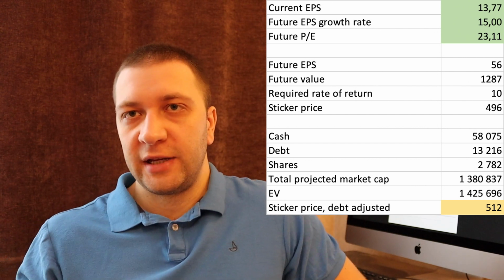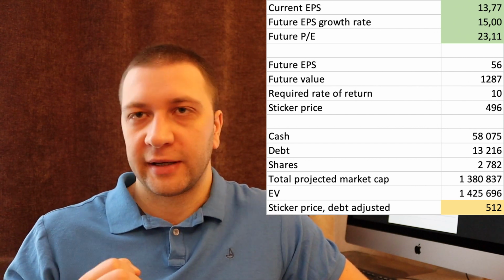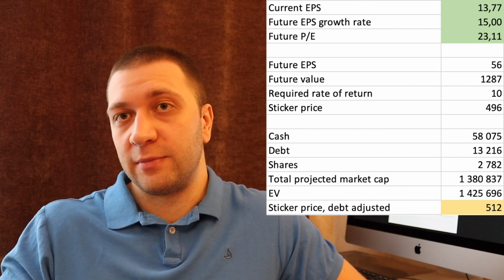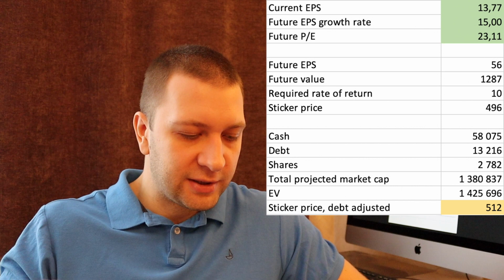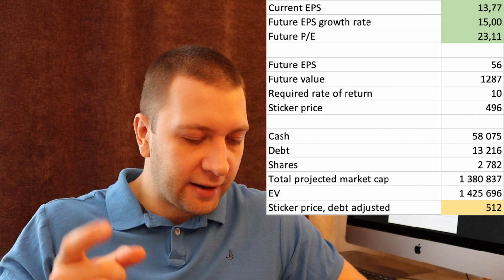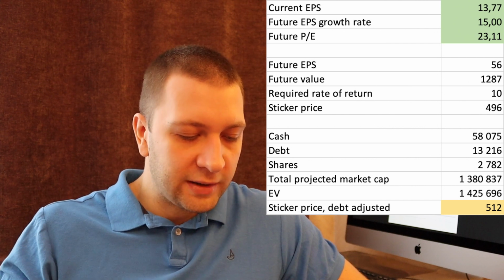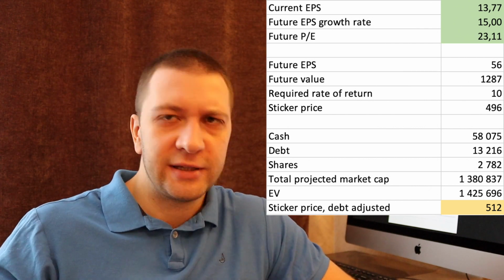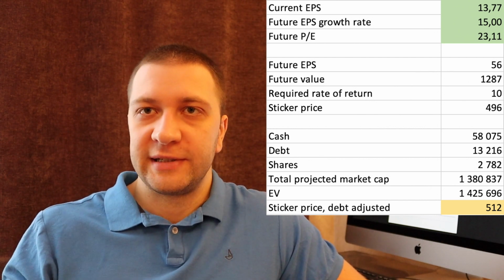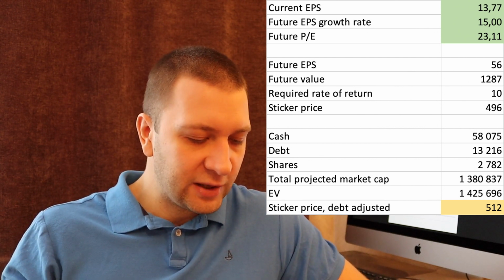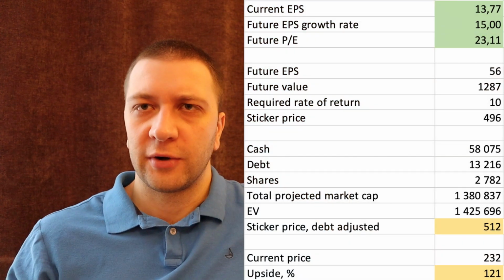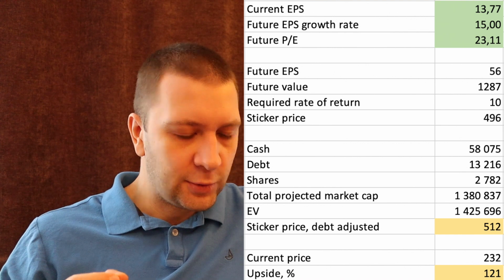To adjust for debt, we need the market cap. We get the market cap by multiplying the projected present value of Facebook stock, 496, by the number of shares outstanding, and we get the market value of 1.3 trillion. Then we need to add back cash and subtract debt. We get the enterprise value and we divide that by the number of shares outstanding. We get the fair value of Facebook stock, 513. From the current price, that implies 121% upside.